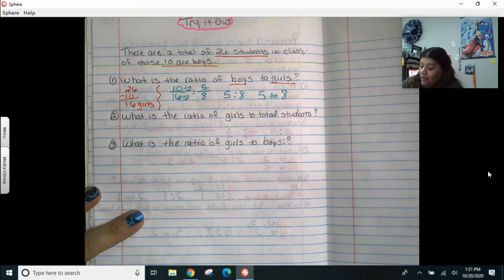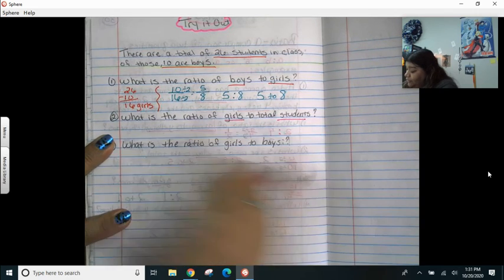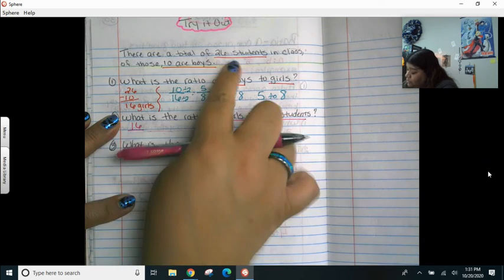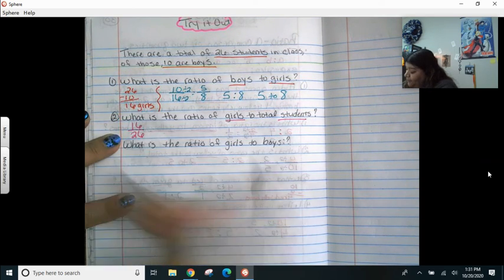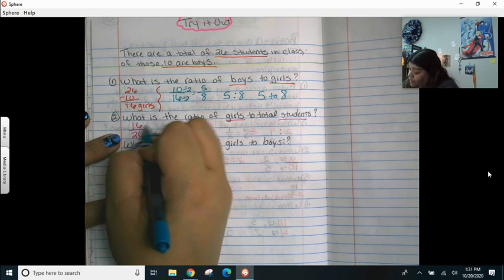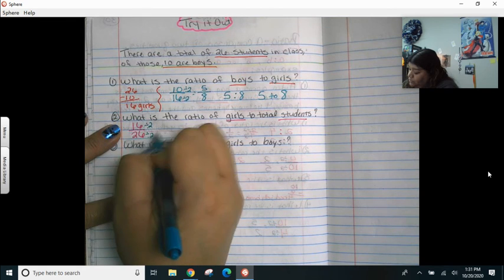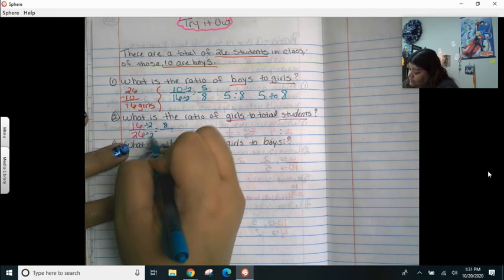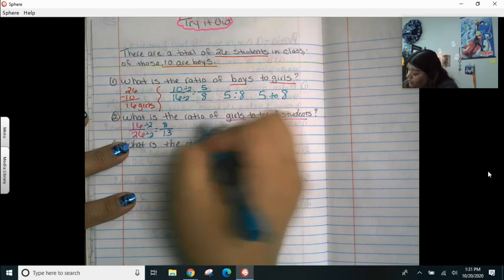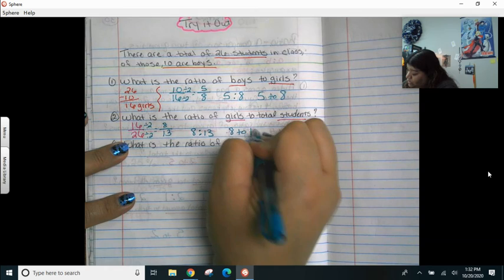Got it? All right, let's check your second one. What is the ratio of girls to students? Well, now that I know the girls are 16, this should have been easy. 16 over total students was 26. Did you simplify by 2? Try by 2 first. It's 8, 13. Yep, 8 to 13.